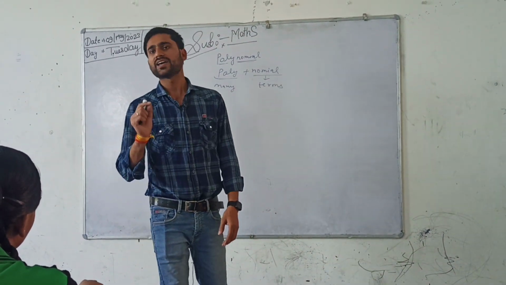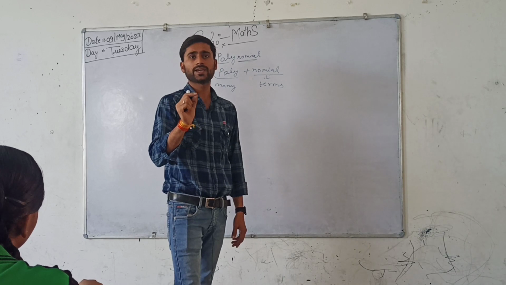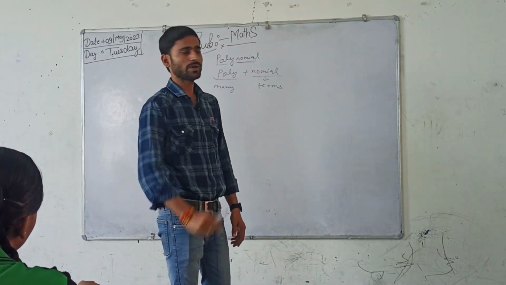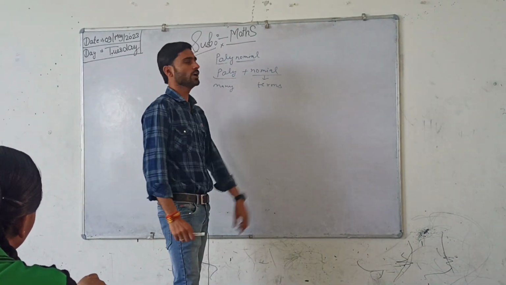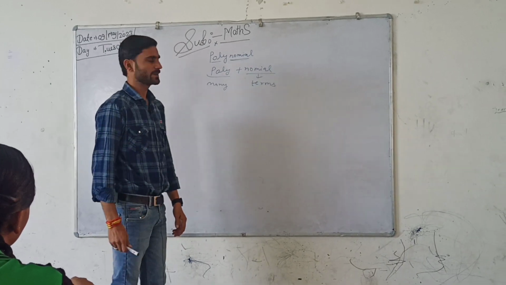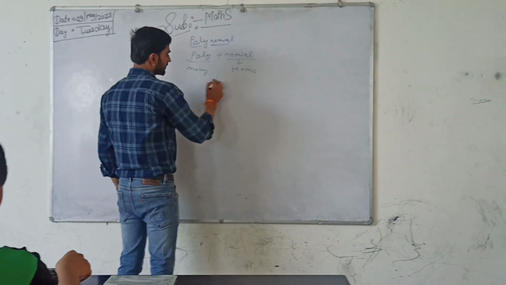Second definition of polynomial is that the expression which should have minimum one power is called polynomial. Now clear? The expression which should have minimum one power is called polynomial. Now clear? Okay.